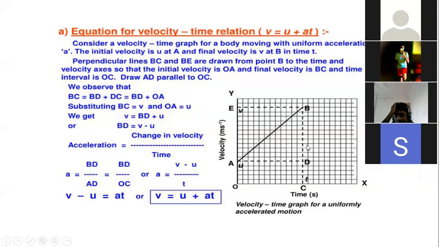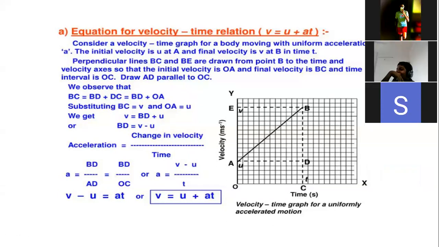BC splits into BD plus DC. DC is nothing but you can take it as OA, which is U. So BD is equal to V minus U. You have found that your particular BD in the graphical representation is equal to final velocity minus initial velocity.